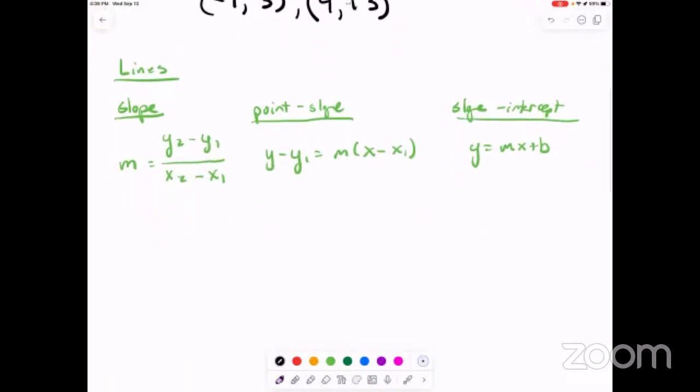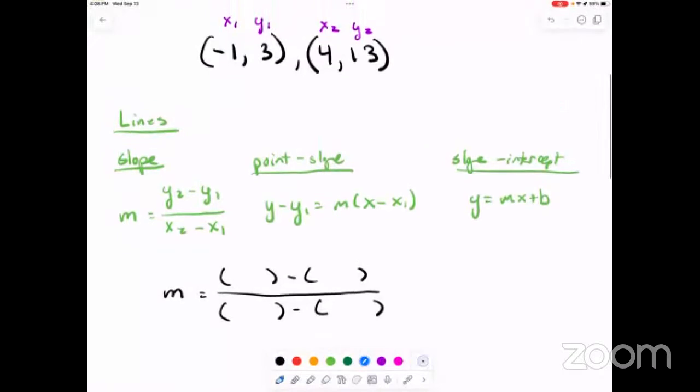So we said that's y2 minus y1 over x2 minus x1, okay? What I did was replace each component with a blank set of parentheses, and then I'm going to plug in those components, right? My y2 is 13. My y1 is 3. My x2 is 4. x1 is -1. And the parentheses basically help us keep track of our signs so we're less likely to make mistakes.